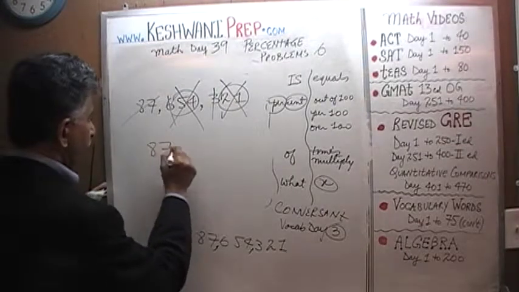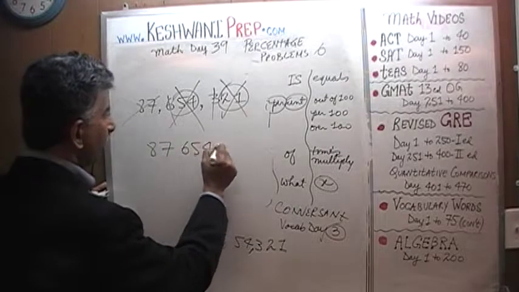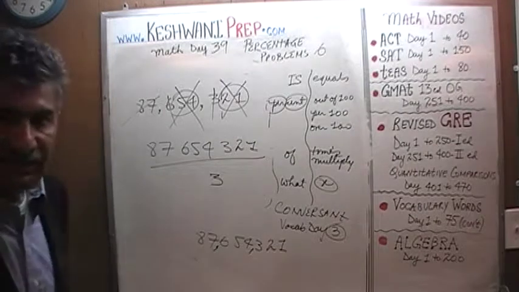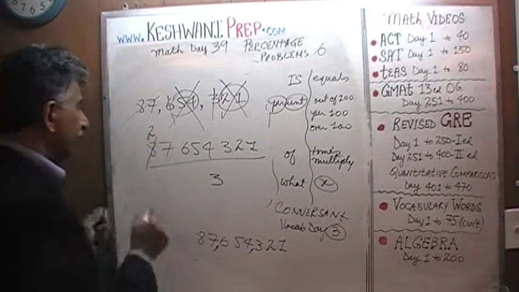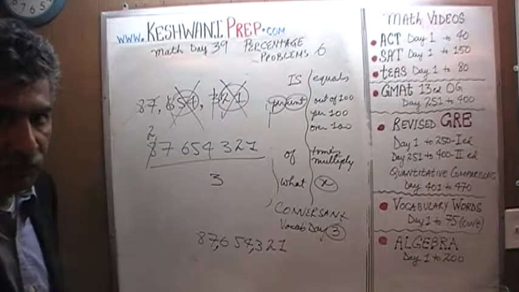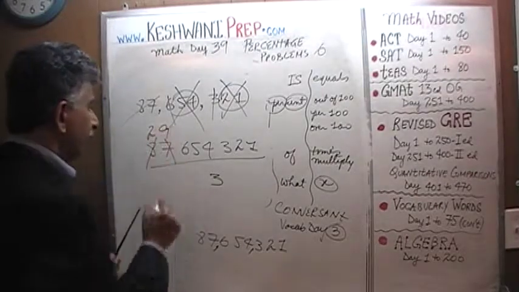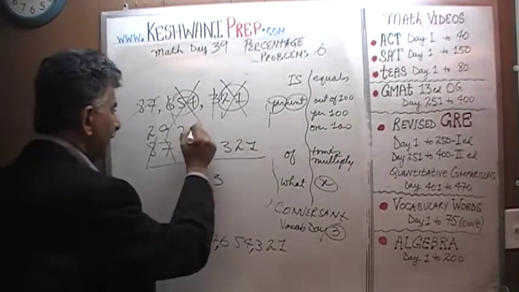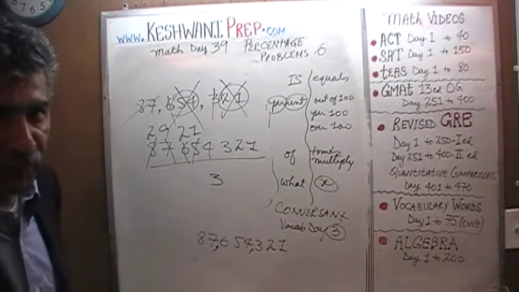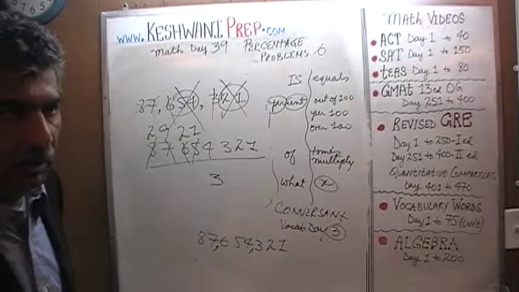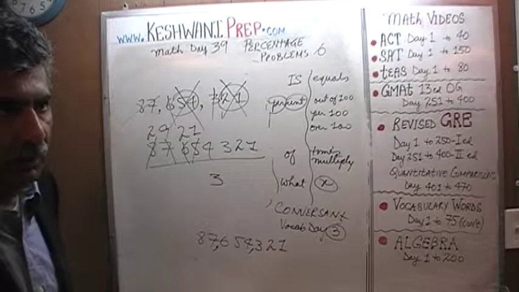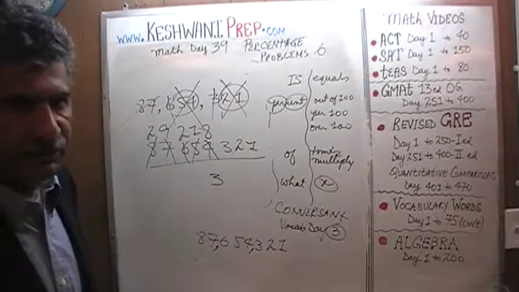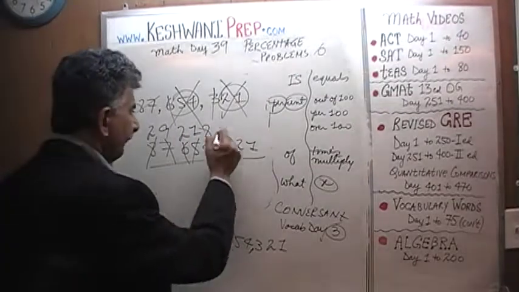Let's do it on the top. Alright, let's do it here. 87,654,321 divided by 3. That's what we're doing. How many 3's in an 8? 8 has 2 3's. The remaining 2 goes and joins the 7, becomes 27. 27 has 9 3's. 6 has 2 3's. 5 has 1 3. The remaining 2 goes and joins the 4, becomes 24. How many 3's in a 24? 7 3's are 21, 28. 8 3's are 24. 3 has 1 3.